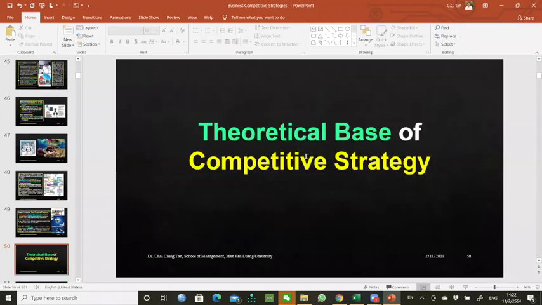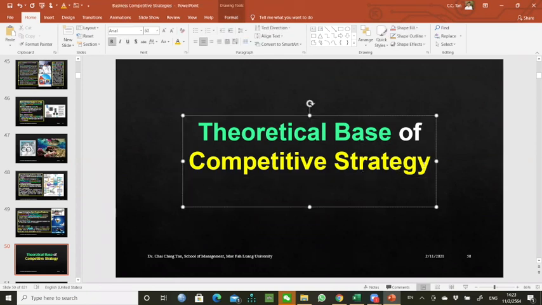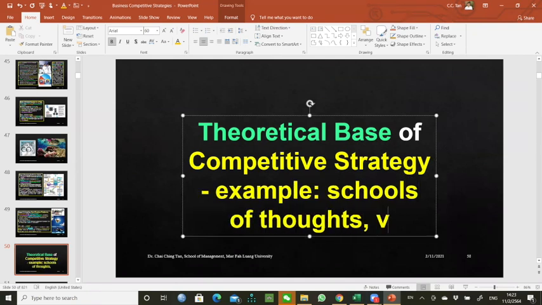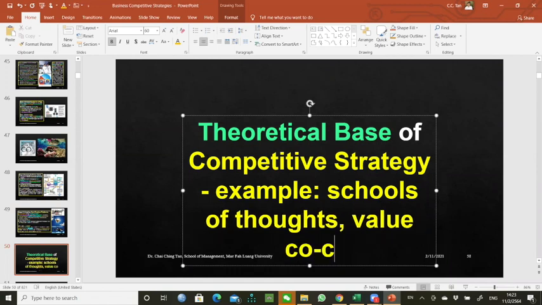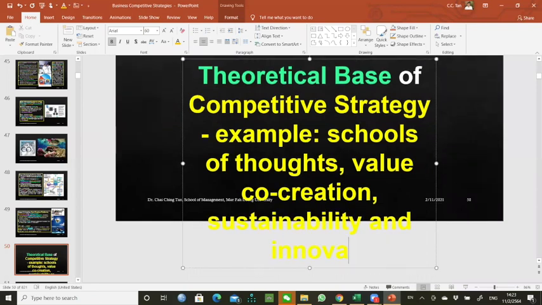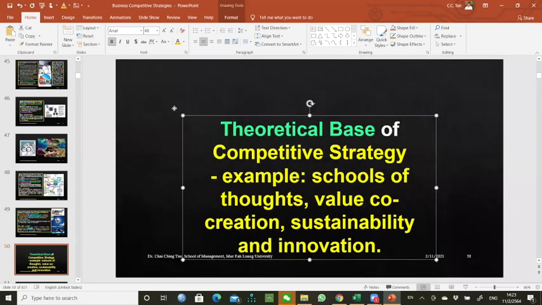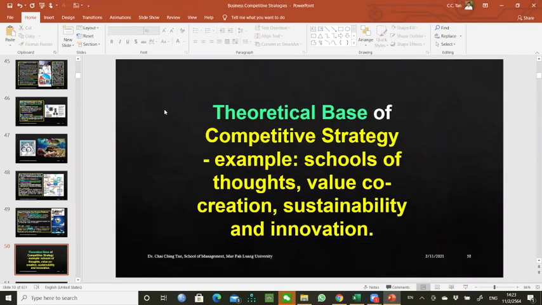You are already mature students. All I need to do is to coach you and facilitate you, so that you can use that theory to help you drive all kinds of competitive strategies. And I have already demonstrated to you examples on the schools of thought. Okay, schools of thought, and value creation, and sustainability, innovation. I have already generated so many theories for you, and the rest is just giving more examples, okay.